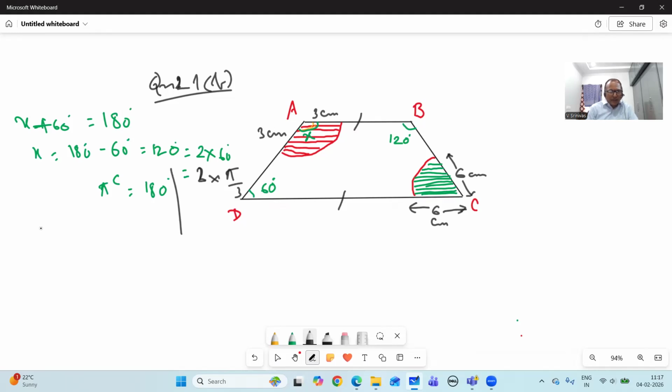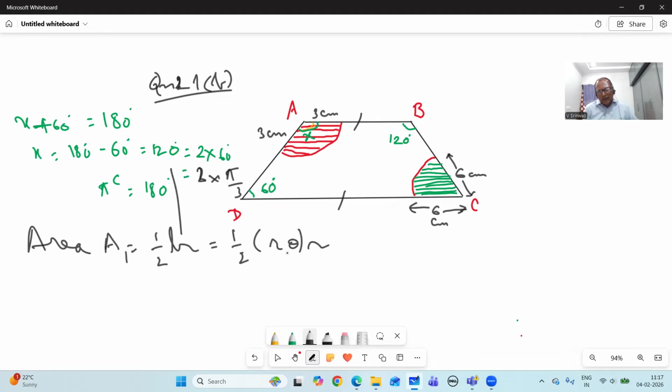Therefore, the area of this sector is area A1. Let me call the area of this sector capital A suffix 1. So this is equal to half LR. Area is half LR. This is half into what is the length here? It is r into theta into r. Arc length is r into theta. So this is half into radius is 3. So it is 3 into theta is 2 pi by 3. No, pi by 3, I'm sorry.